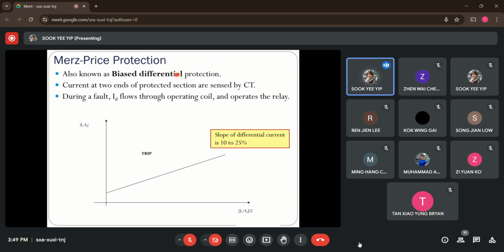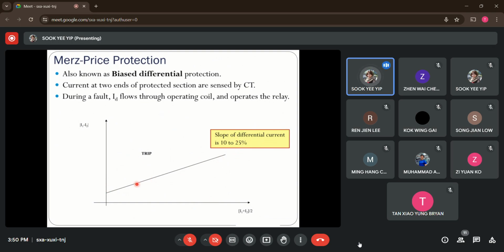How this is done is by adding a restraining coil with a bias percentage of around 10 to 25% for generator protection. For the bias differential protection scheme, definitely there will be two currents being measured. One is known as the differential current, the difference between entering and leaving currents. The other one is the restraining current, or the average current between the entering and leaving currents. The operation of the bias differential relay will follow this curve here, the bias line here.